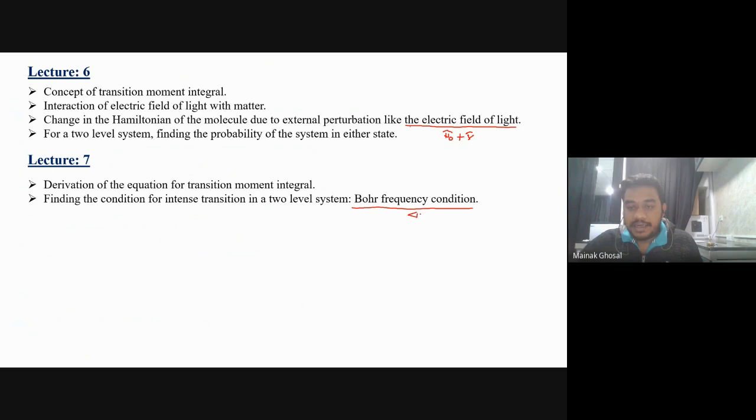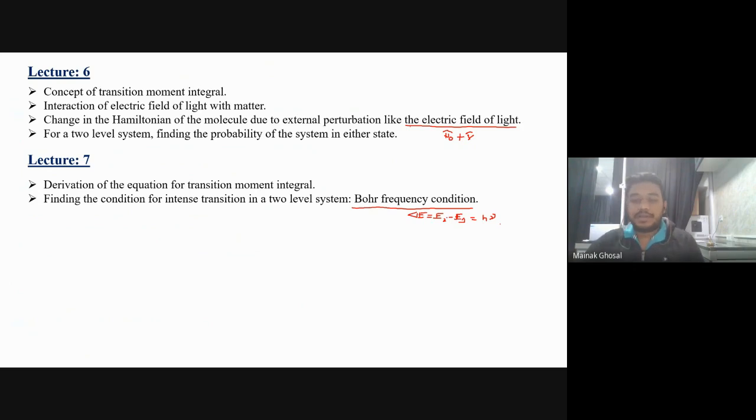If we define delta E as the energy difference between two states, E2 minus E1, this will be equal to h nu, that is the energy of the light.